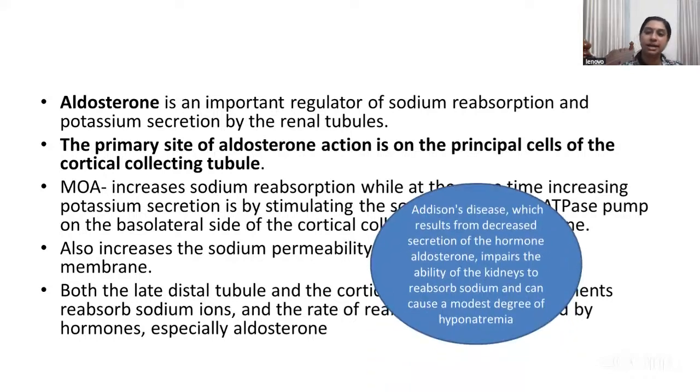So, what is Addison's disease? It results from the decreased secretion of the hormone aldosterone. It impairs the ability of the kidney to reabsorb sodium, leading to a mild or modest degree of hyponatremia, which is sodium ion deficiency. So Addison's disease is due to the decreased secretion of aldosterone.